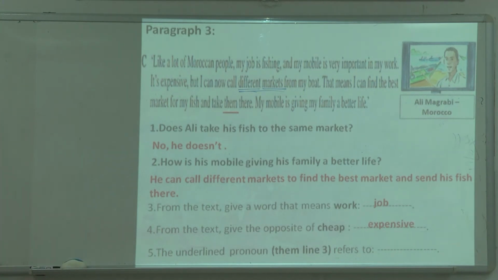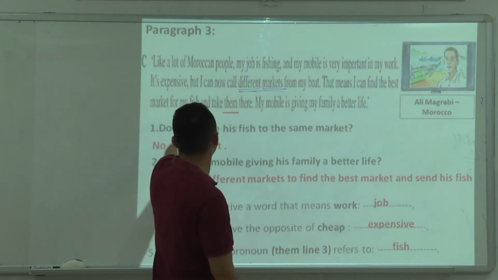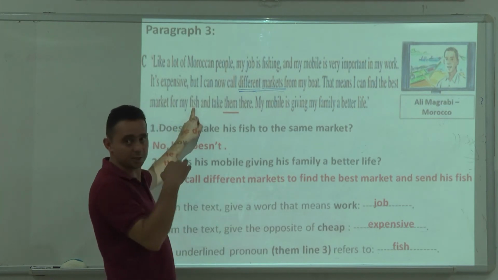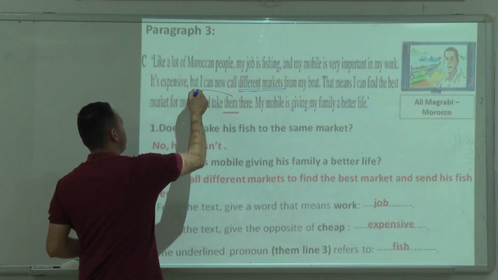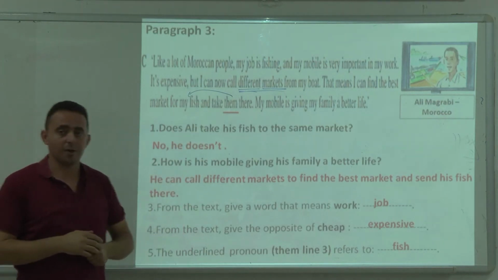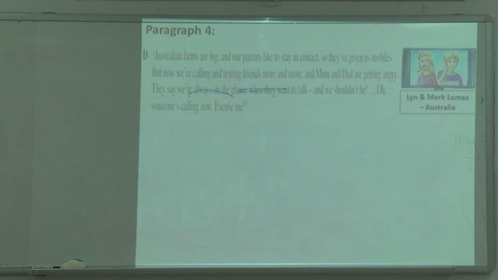Refers, again, to fish. Them refers to fish, because he says that means I can find the best market for my fish and take them. Then refers to the word fish. Okay, now let's continue. Let's go to the next part.